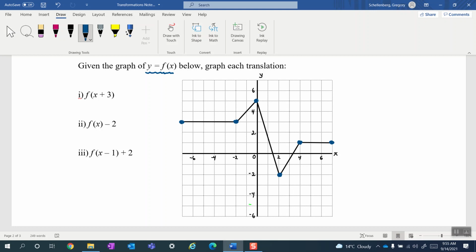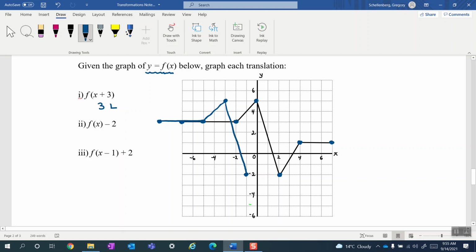Okay, so the first one is f of x plus 3. So here we've got a shift of 3 units to the left. So 1, 2, 3 to the left. 1, 2, 3 to the left. So I'm going to connect those 2 dots. Up here we've got 1, 2, 3 to the left. We'll connect these. Next one, 1, 2, 3 to the left. And 1, 2, 3 to the left. There we go. And I'll label this, so our graph in blue is the graph of f of x plus 3.